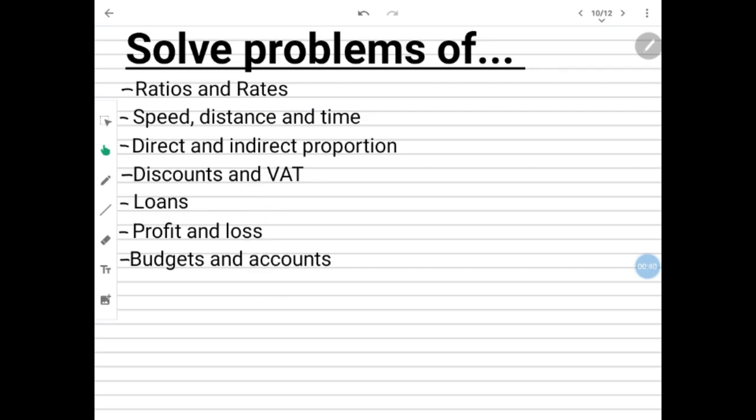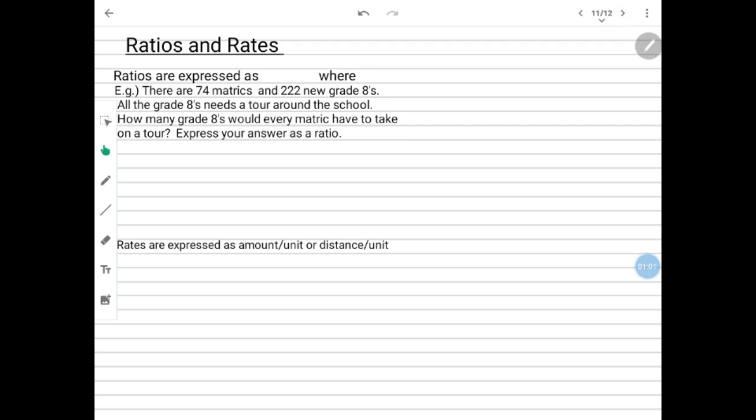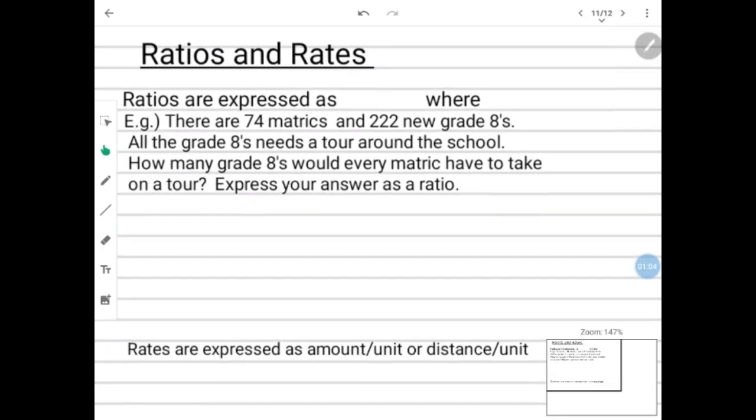Right, so today we're just going to look at ratios and rates, speed, distance and time. Alright, only those two for today. The rest, you can write these down in your book so that you know of all the different problems you must be able to solve. Today we're only looking at the first two.